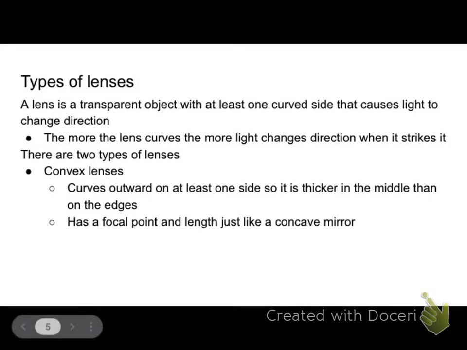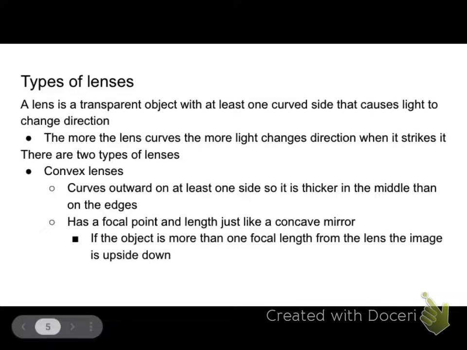It has a focal point and a focal length, just like a concave mirror. So concave mirrors have a focal point and a focal length. Convex lenses have a focal point and focal length. So it's important to remember the difference, right?